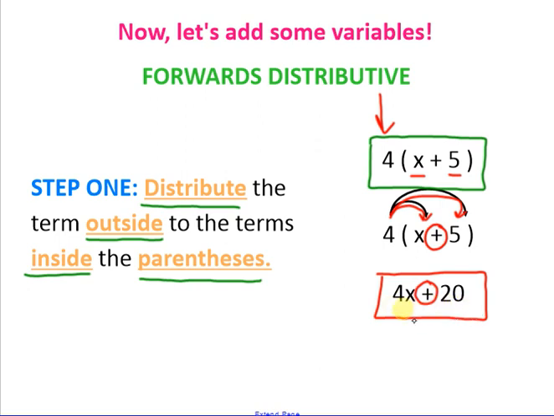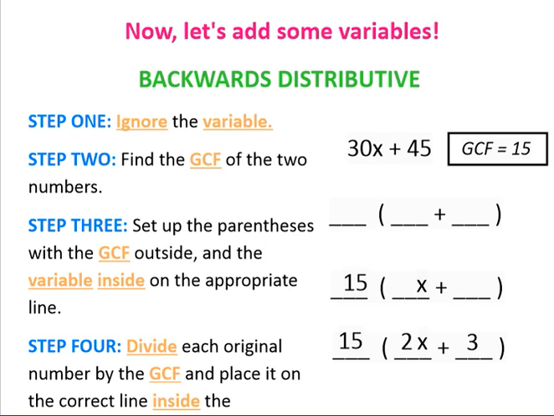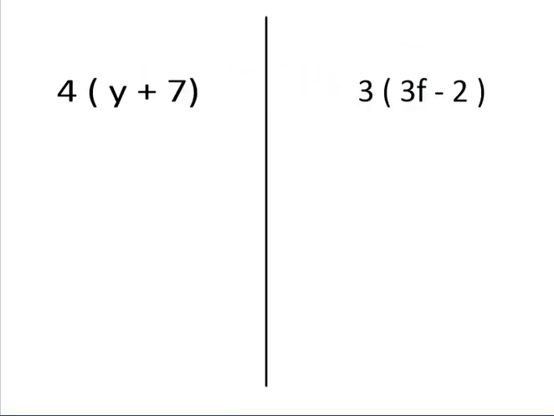You cannot put them together. Anything with an x cannot combine together with a regular number. Just the same like if it had a k or a y or a w. It cannot combine with a regular number. Okay? So, let's do a couple examples of that before I show you backwards distributive property.